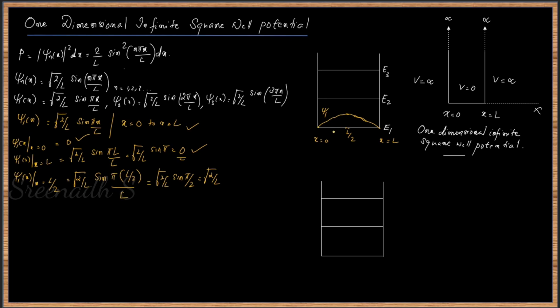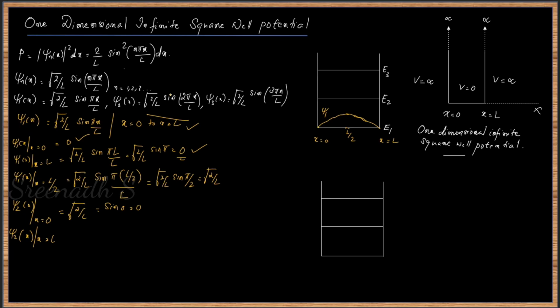So similarly, we can draw for psi 2 of x. While we take psi 2 of x, we need to find out what is the value of psi 2 of x at x equal to 0. This is square root of 2 by L sin(2πx/L), sin 0, right? That is equal to 0. And what is the value of psi 2 of x at x equal to L? That will also be equal to 0, since sin(2πL/L) is 0.